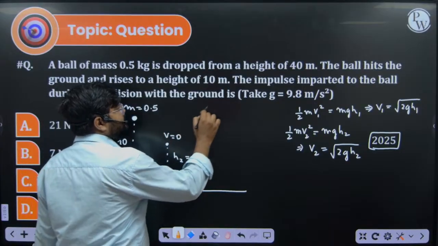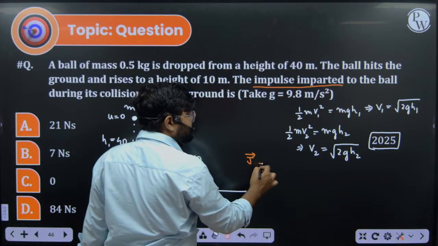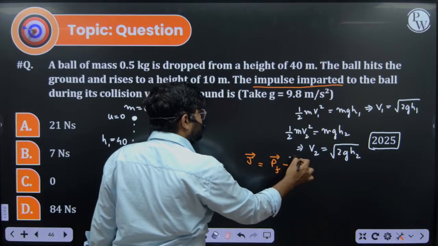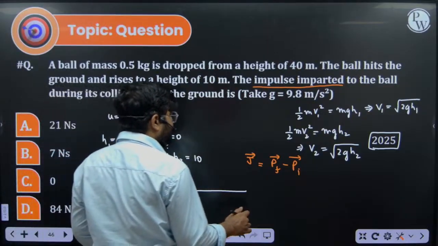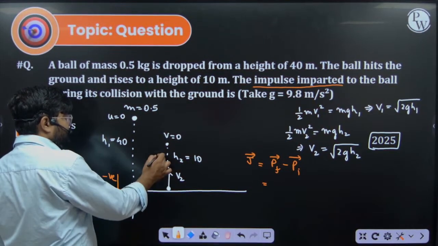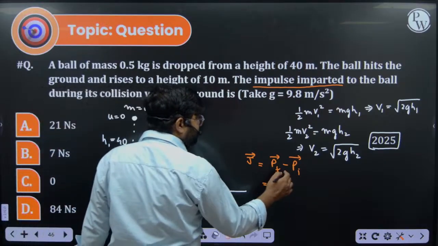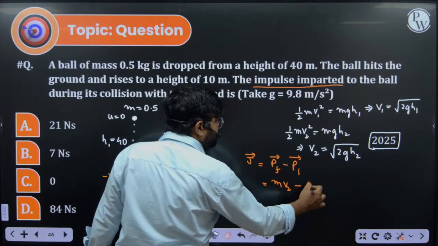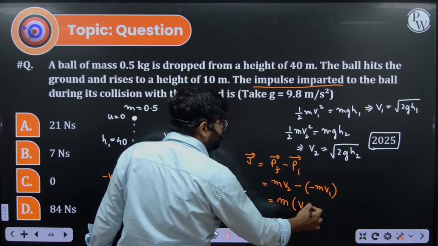But they are asking us the impulse imparted to the ball. Now we know this. We have studied this in today's class. Impulse is nothing but change in momentum. And they are just asking us the value. We don't need to go into sign, positive or negative. But we have to take one sign. Let's say downward is negative and upward is positive. So initial momentum is minus mv1. Final momentum is plus mv2. So if you see here, it becomes this.